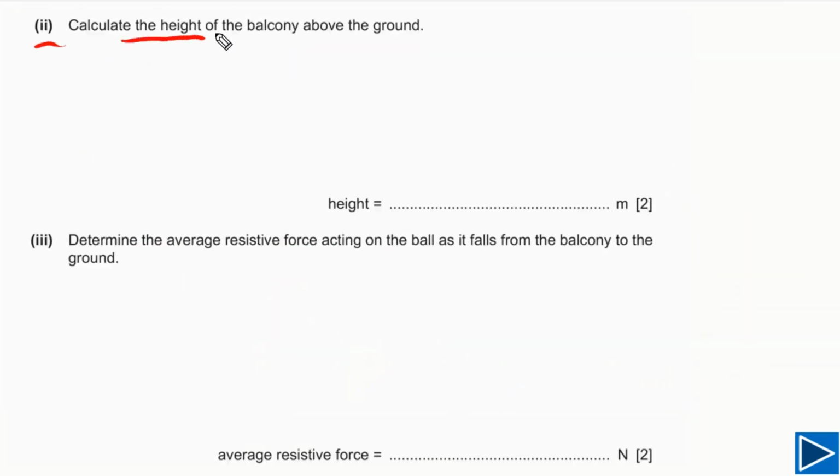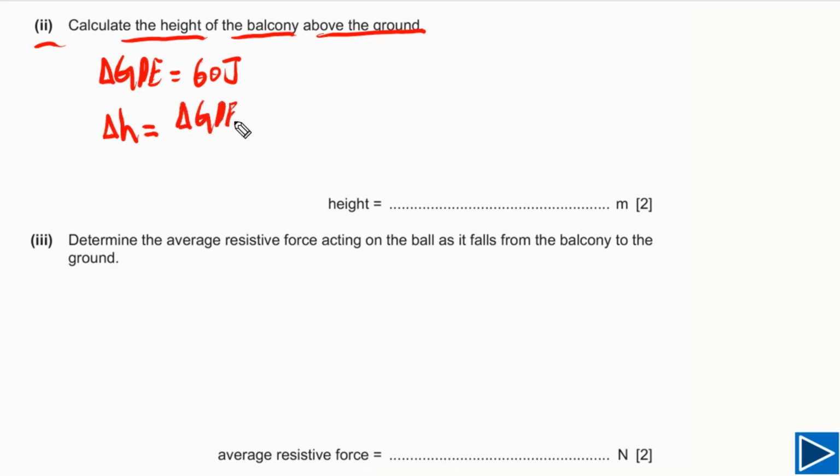Second part is asking us to calculate the height of the balcony above the ground, but for this question change in gravitational potential energy is given, that is equal to 60 joules. Simply we need to find the change in height. So the change in height is equal to change in gravitational potential energy divided by mg, the force of gravity. In this case, change in gravitational potential energy is 60 and the mass of the ball is 0.18 and value of g is 9.81. If we solve this one, we can find the change in height.